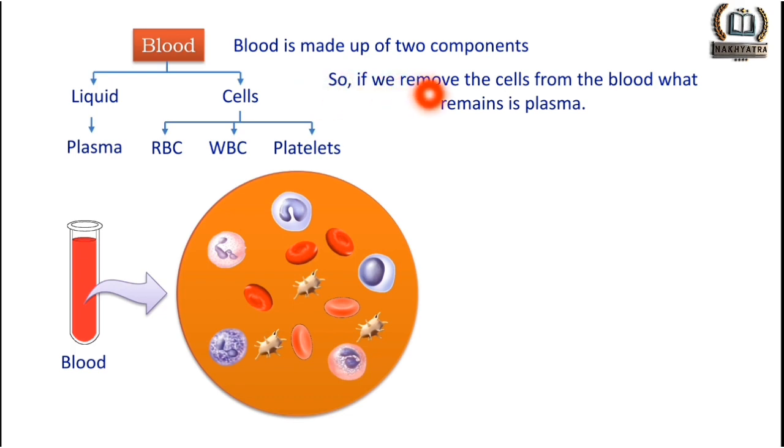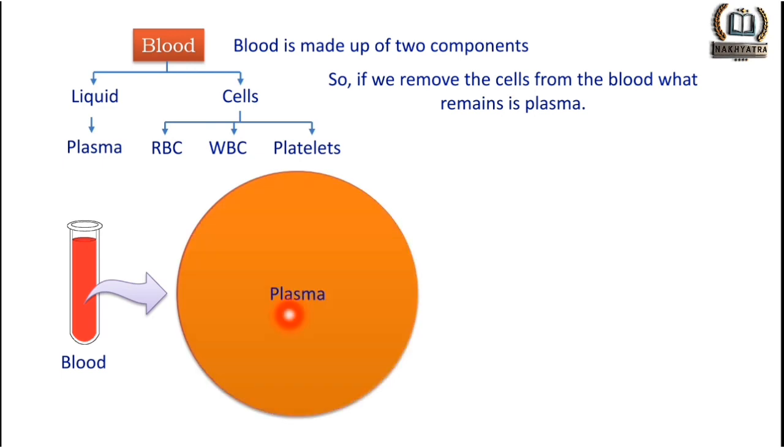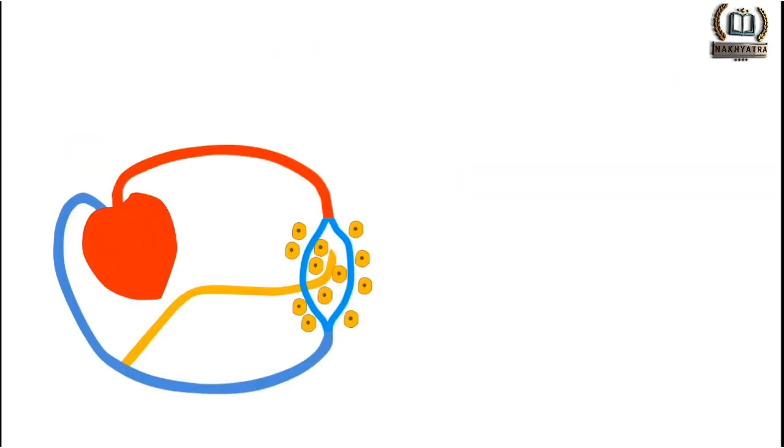So if we remove the cells from the blood, what remains is plasma. Okay, so this plasma is basically a liquid. Now plasma is made up of water, proteins and dissolved solutes.